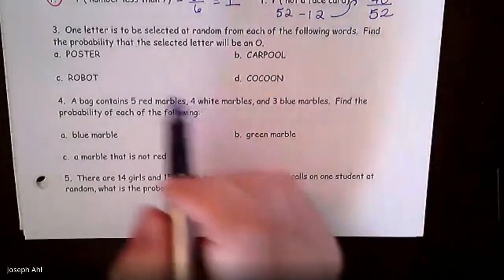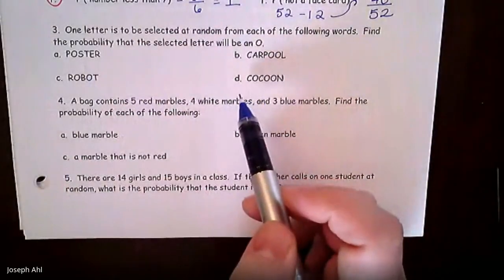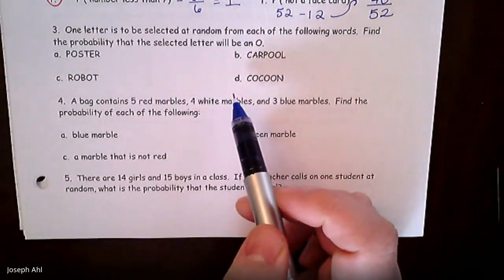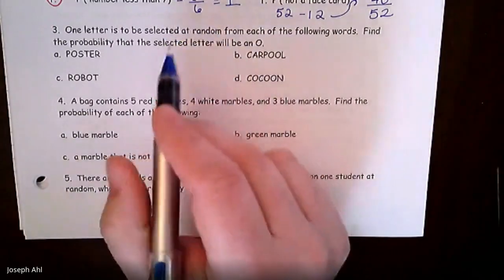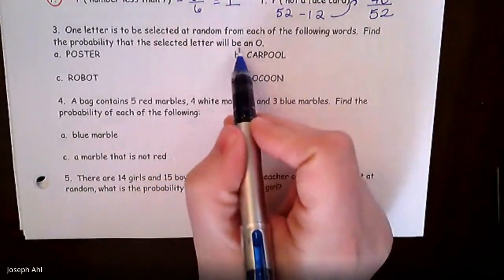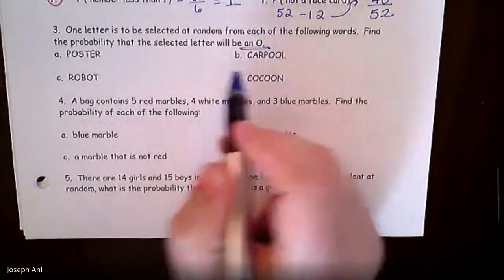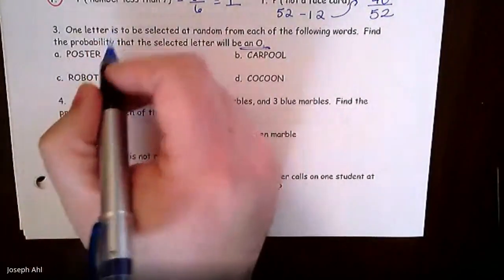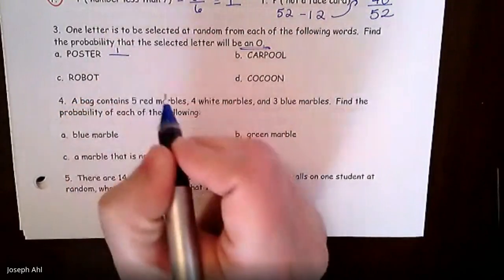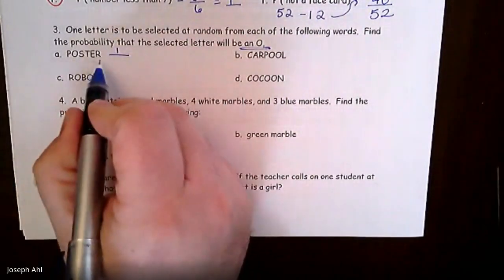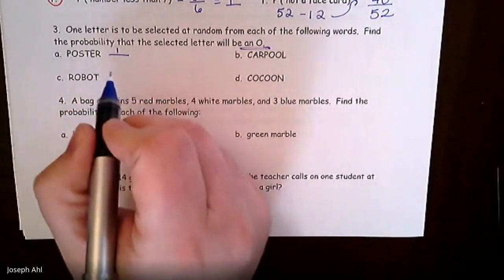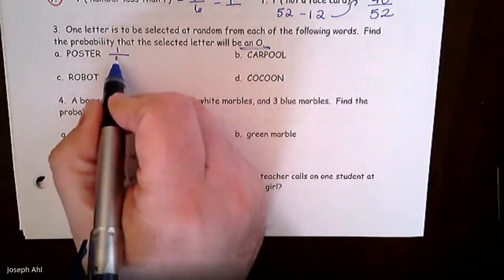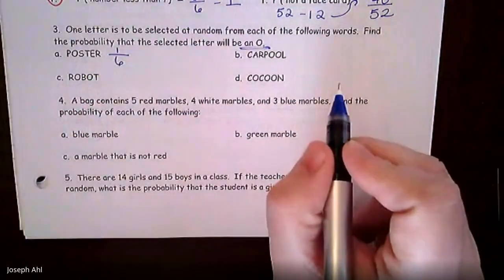In the third example, there's 4 different words that are given to us. It almost looks like a multiple choice question, but we're going to do 4 different probabilities. Find the probability that the selected letter will be an O. So picking an O is the event that goes on top. For example, in the word poster, there's only 1 O, but the sample space on the bottom is the total number of letters we have to choose from in this word, which in this case, poster has 6.